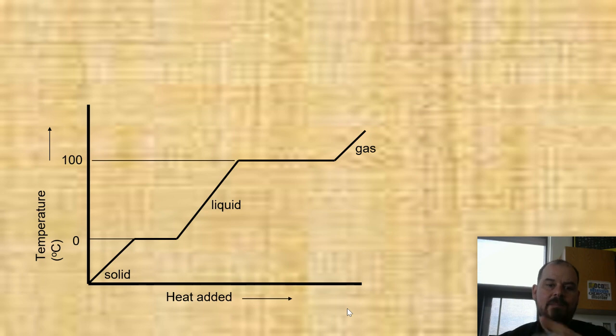So bottom slant, always solid. Middle slant, always liquid. Top slant, always gas. As you see, the temperature is going up, so that makes sense. The coldest phase is solid. The medium phase, temperature-wise, is liquid. The hottest phase is gas. You see the 0 and the 100 there, so you definitely need to know that.